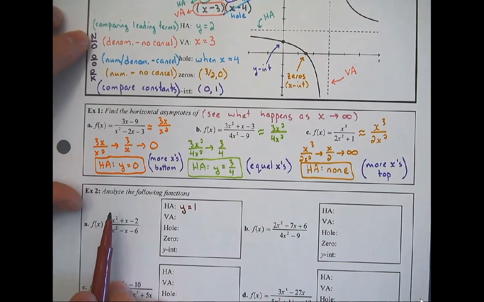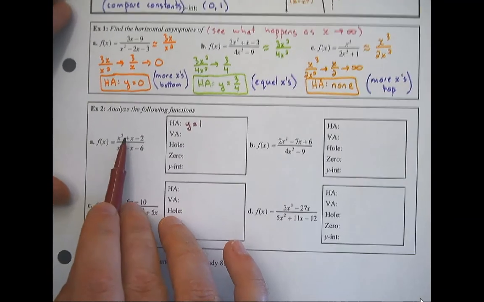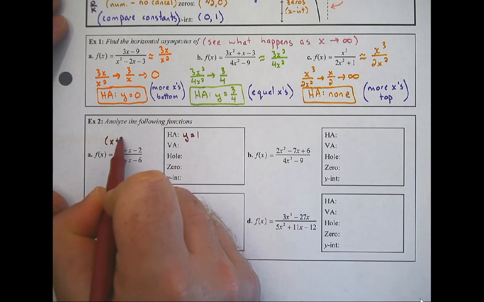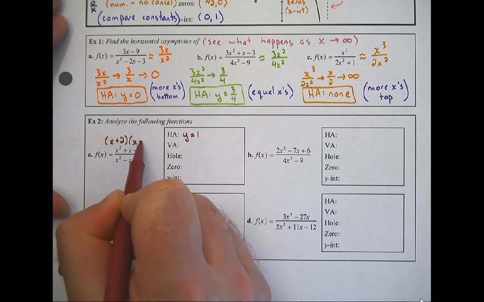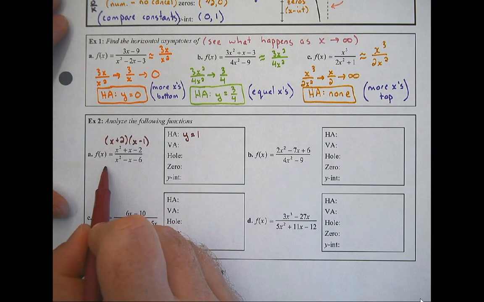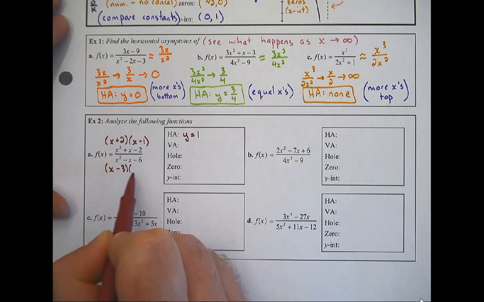VAs. VAs are things in the denominator that don't cancel. Well, I don't know what's in the denominator that doesn't cancel until I factor this. So I want to factor the numerator and denominator. I'm going to just factor it. If you don't know how to factor, you and I need to meet. You need to go back and watch one of the videos from section 0 or come in after school and I can help you out.